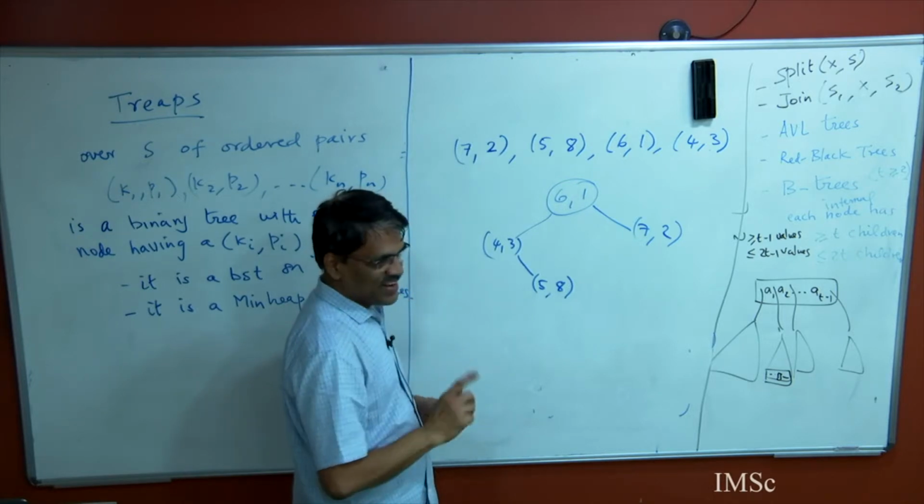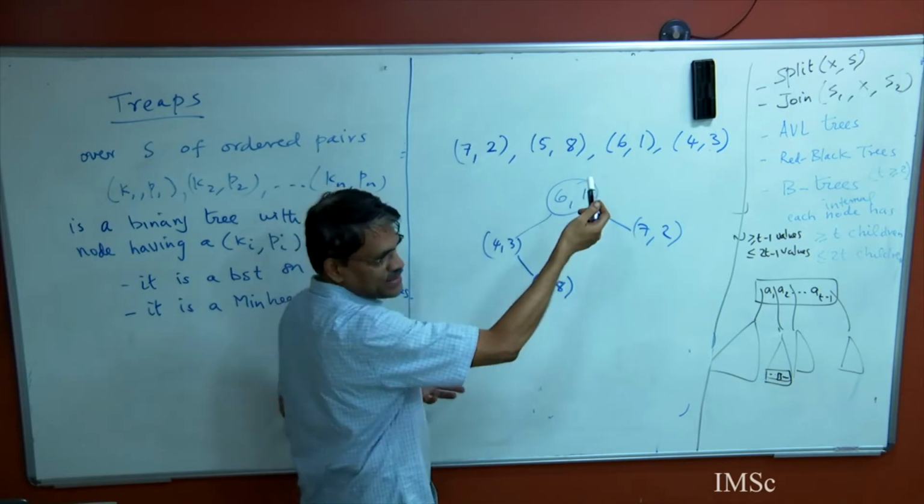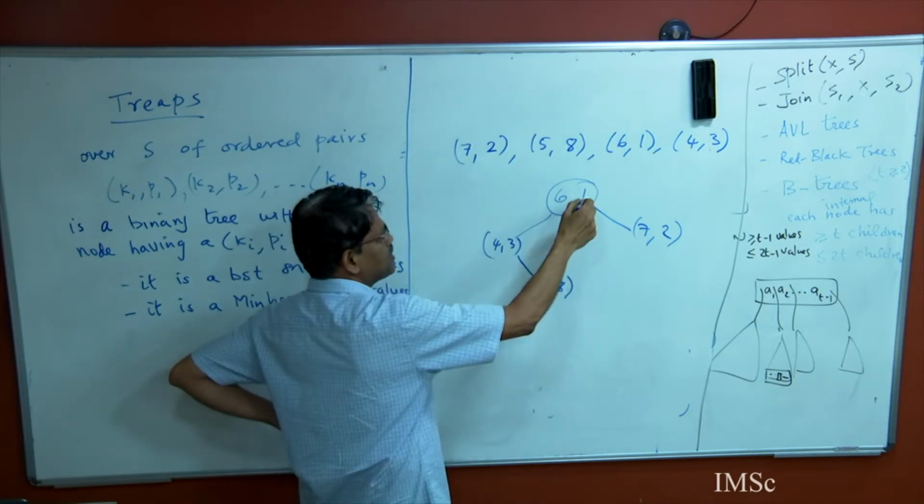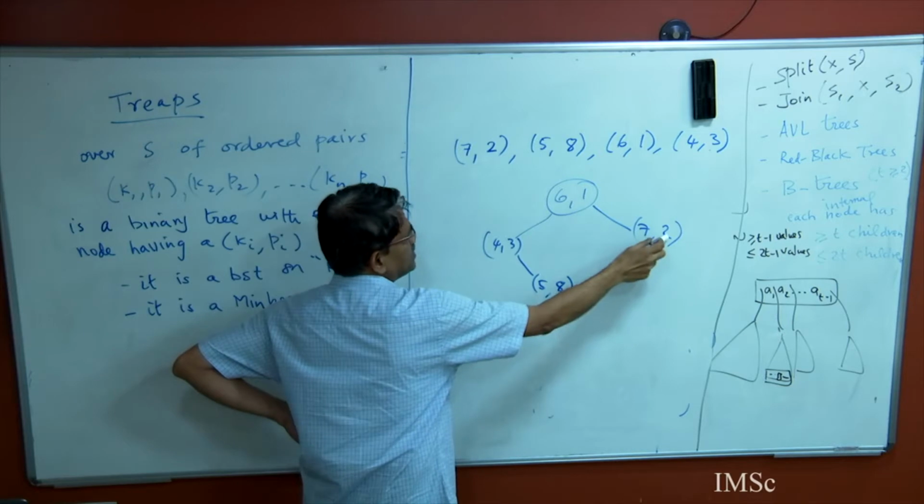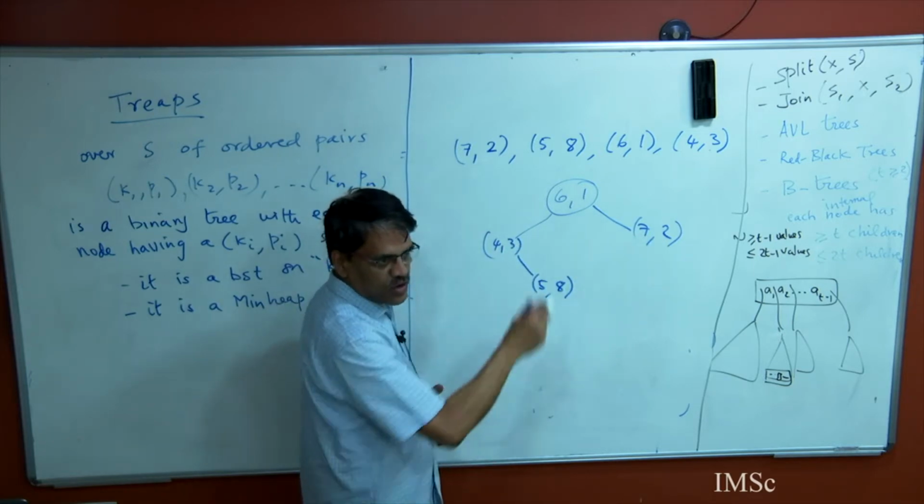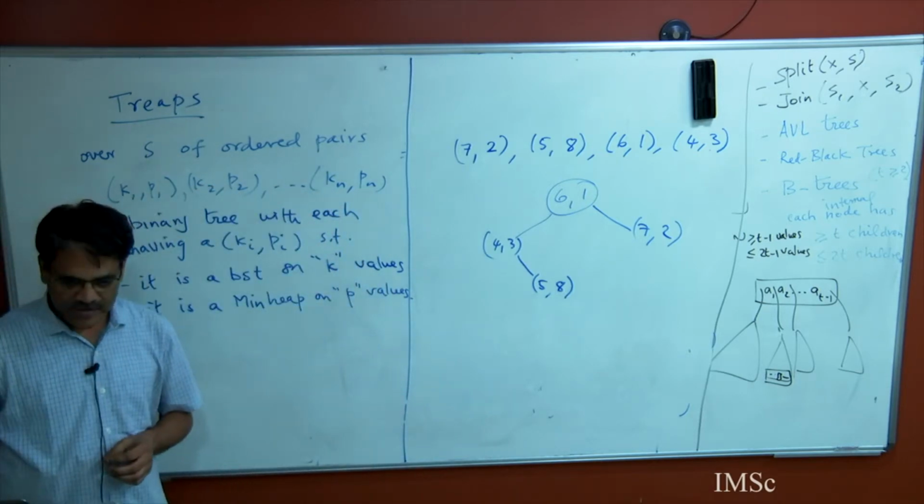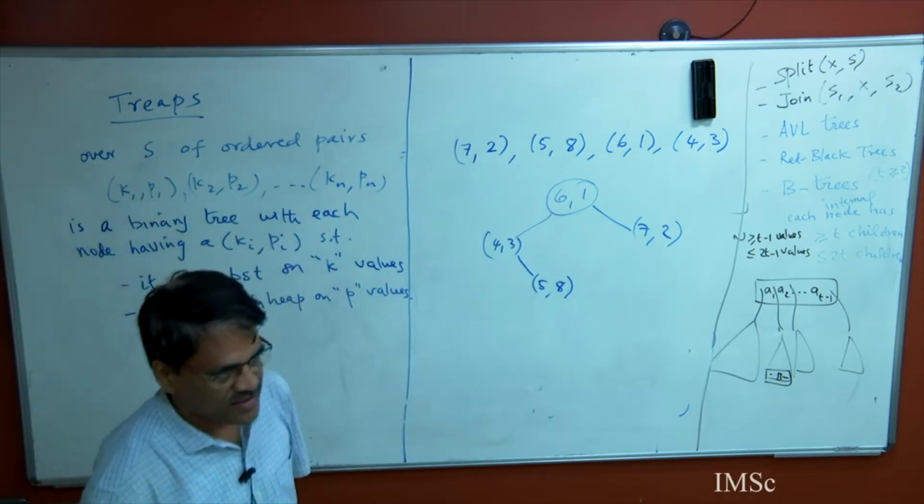Good question. We'll come to that. And if you look at the second coordinate, it satisfies the min heap property because the priority here is 1. These guys have 2 and 3, and this guy has 8. So it satisfies the min heap property. Is it possible to build such a structure? Yes.